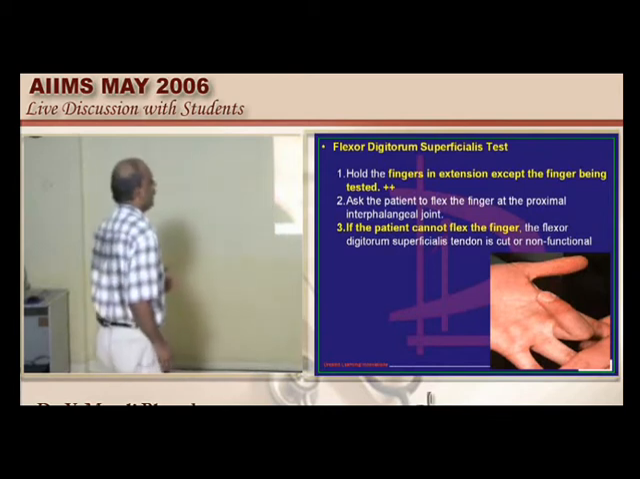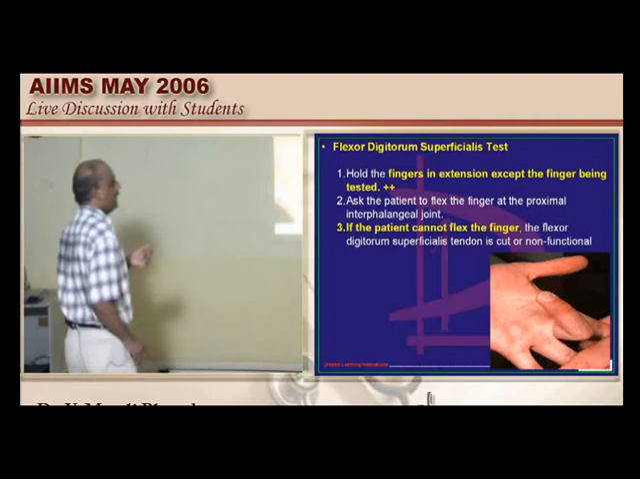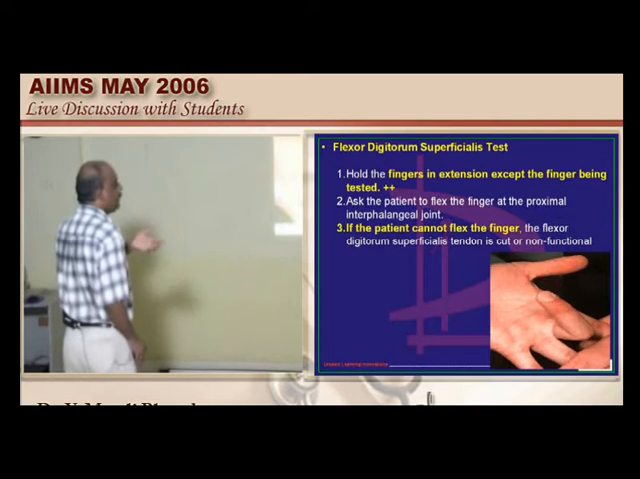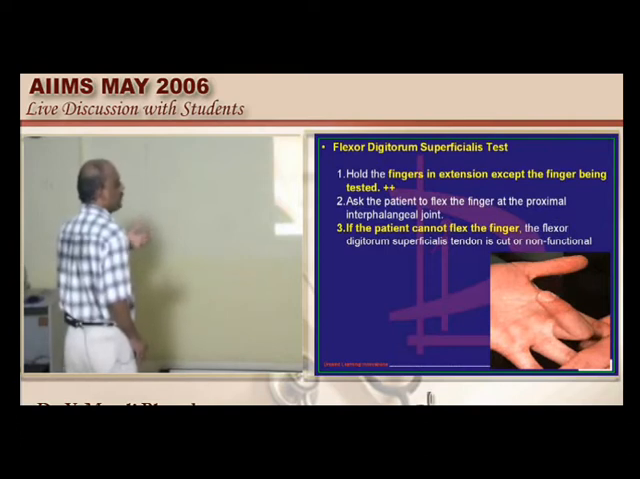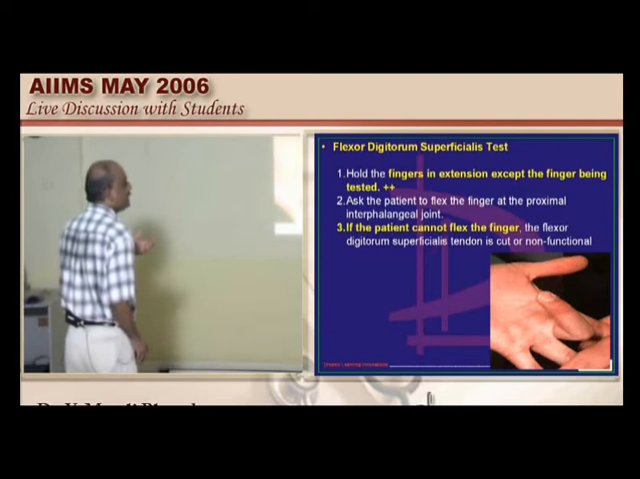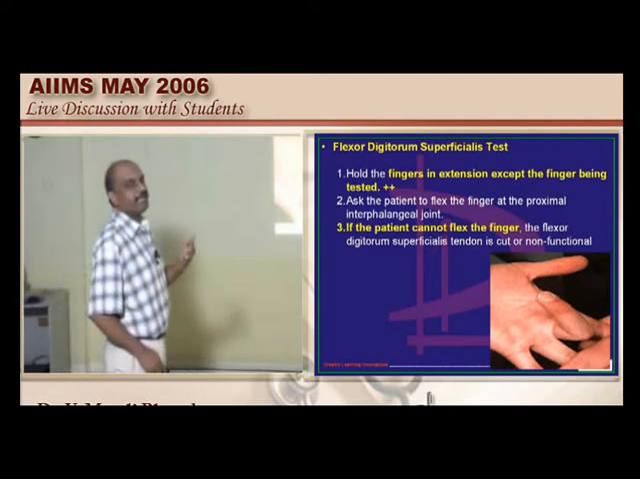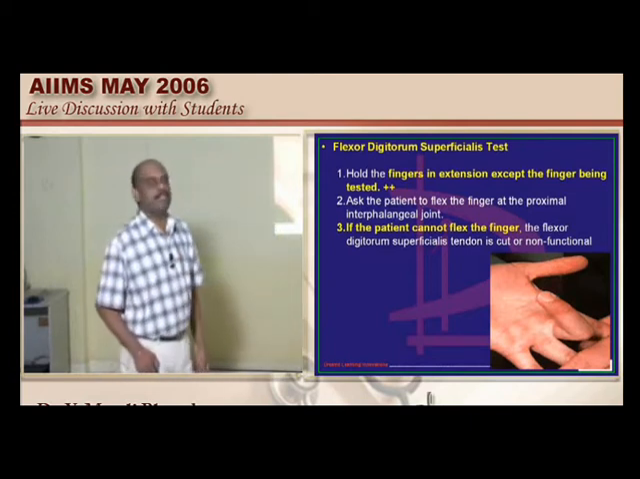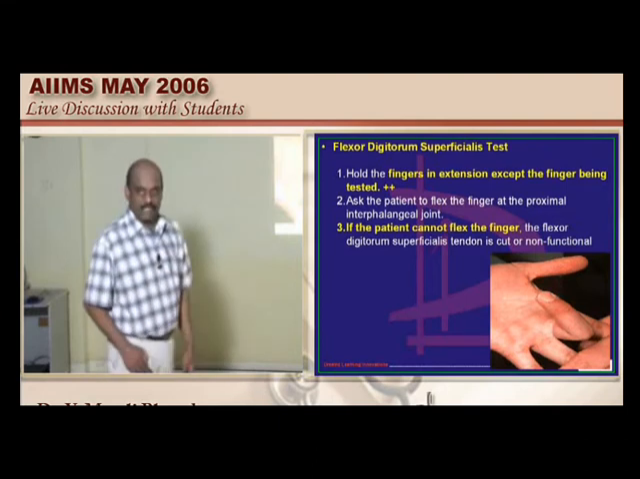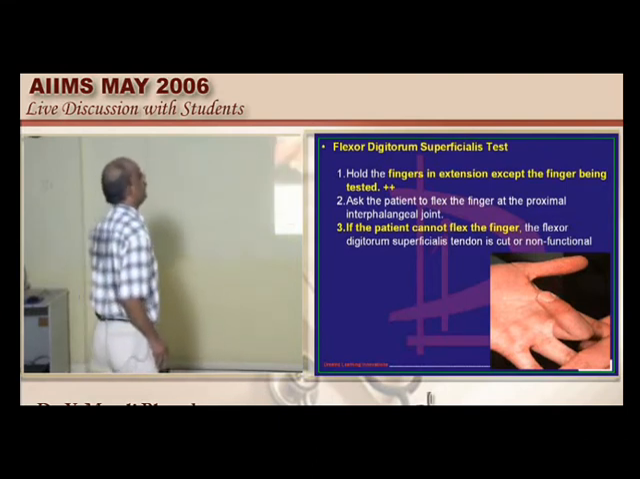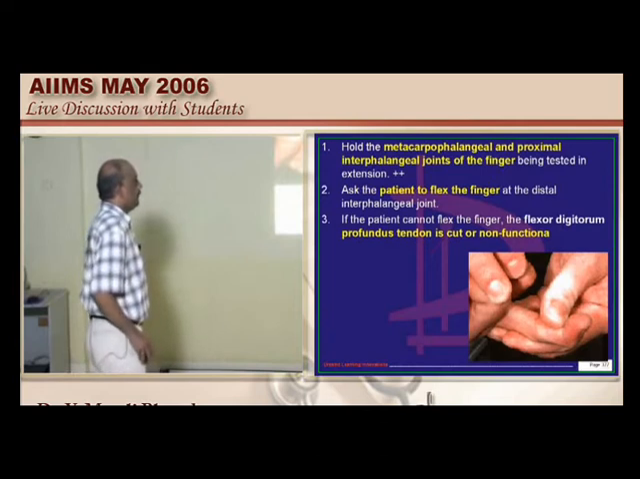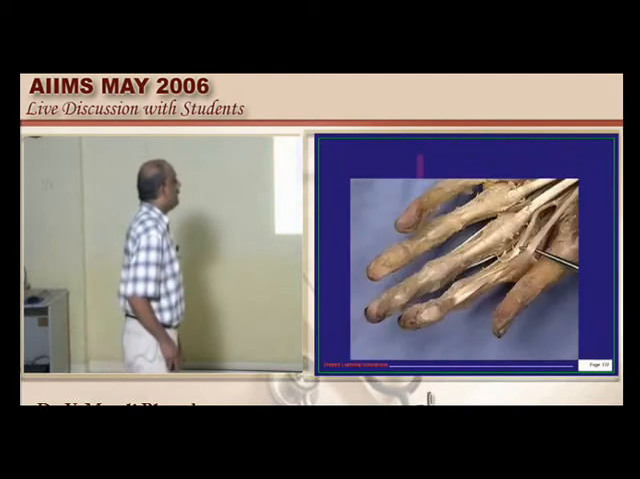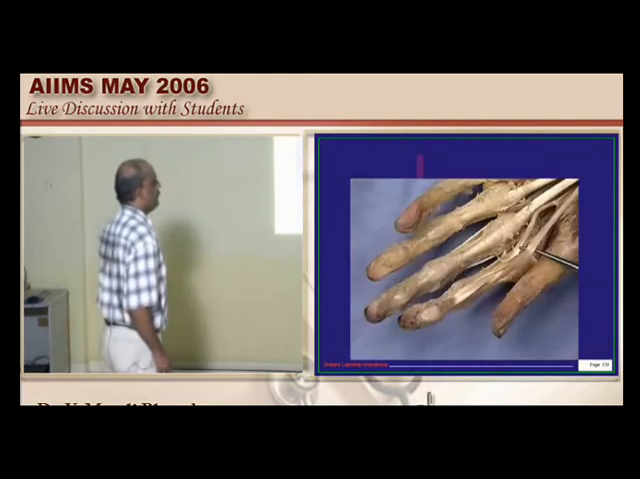What is the difference? Typically, hold the fingers in extension except the finger which you are trying to test, and ask the patient to flex the finger at the proximal interphalangeal joint. If the patient cannot flex the finger, then the flexor digitorum superficialis is cut out. This is the way that you will be examining the flexor digitorum superficialis, which is important for flexion at the proximal interphalangeal joint, is what I want to underscore to all of you. So this is a classical appearance of what you need to remember.